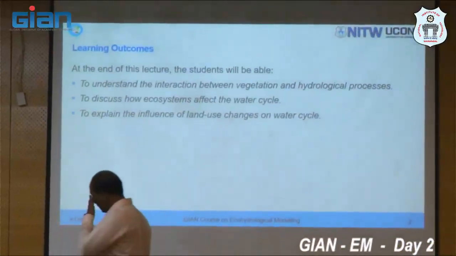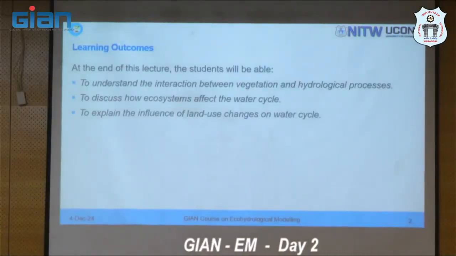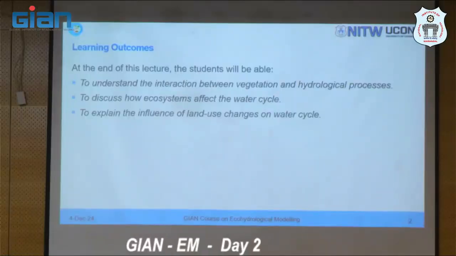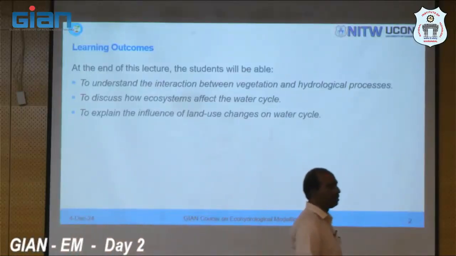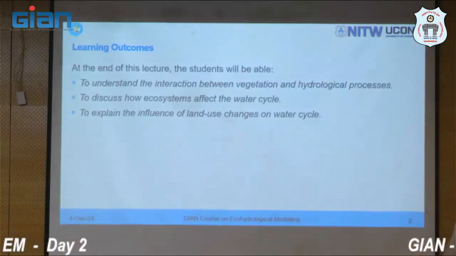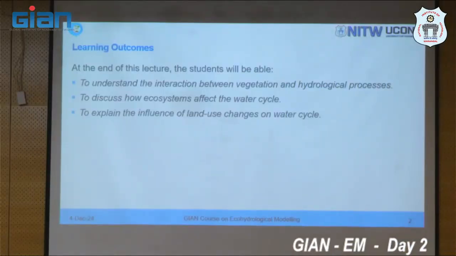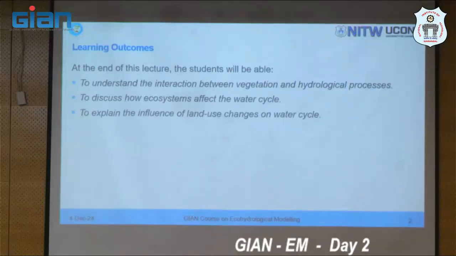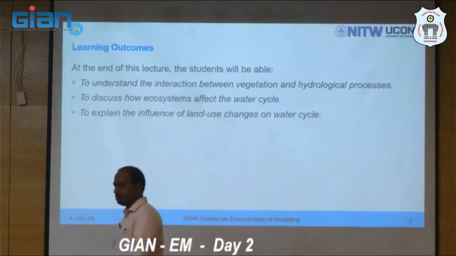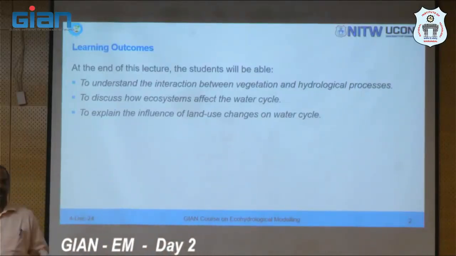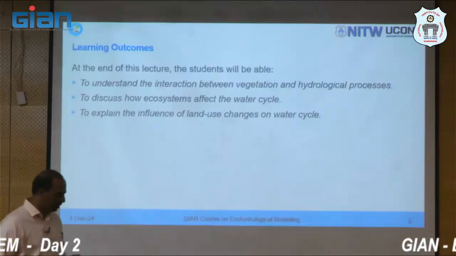Okay, so coming to the learning outcomes. At the end of this lecture, what we expect you to know is to understand the interaction between vegetation and hydrological processes, something we discussed briefly yesterday, but a little bit more in depth. And how ecosystems affect the water cycle in terms of water quantity and water quality, and the influence of land use changes on the water cycle. I will also present one case study, one of the MTech theses which has worked partially on this. It was basically the impact of climate and land use change on the hydrology, right?